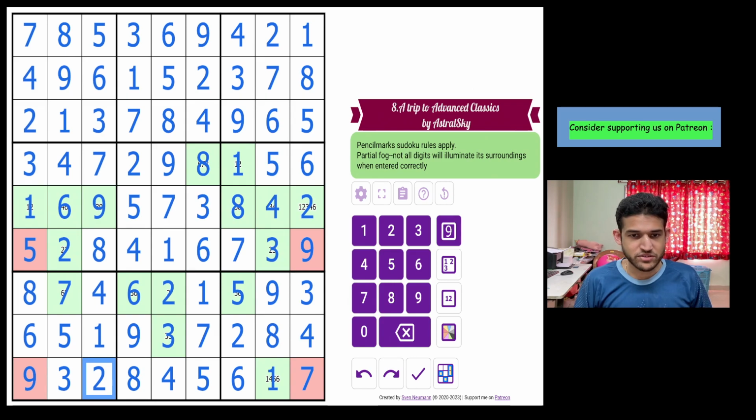Remember that we saw that this cannot be a 3, right? That gave rise to a sequence of digits which hit upon this cell. So beautiful Sudoku. Hope you enjoyed watching.